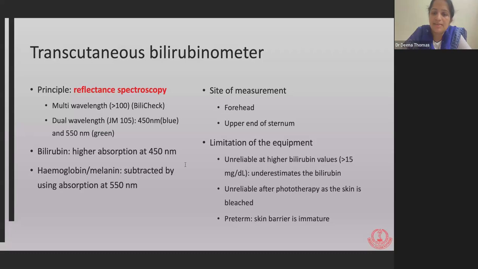A limitation of the equipment is that it is unreliable at high bilirubin values, that is more than 15 milligram per deciliter. It can underestimate. So if you have a value of 17, we may actually be having 18, 19, 20. You don't know. It is unreliable after phototherapy as the skin is bleached. And in preterm, the skin barrier is immature. So in preterms it cannot be reliably used, although studies are coming up examining the validity of this equipment.